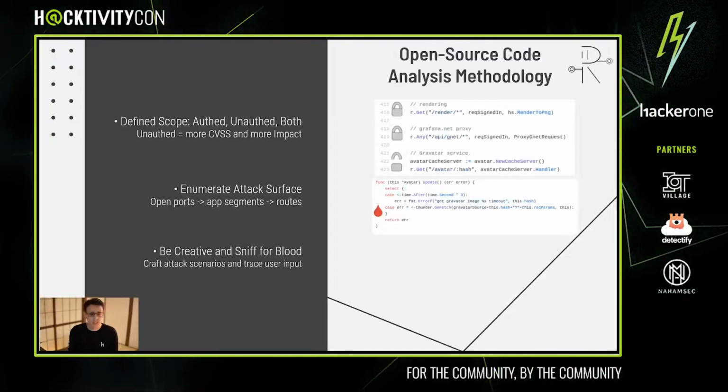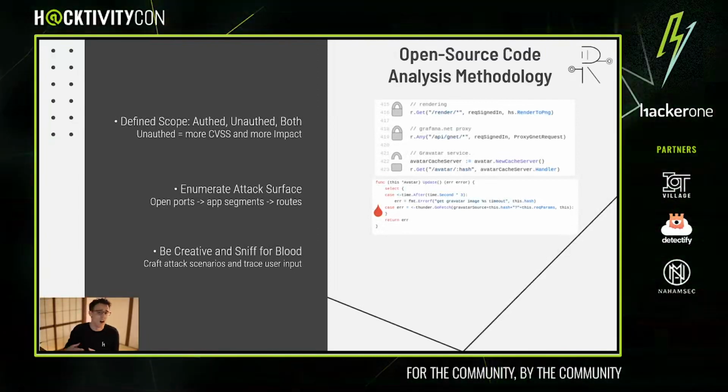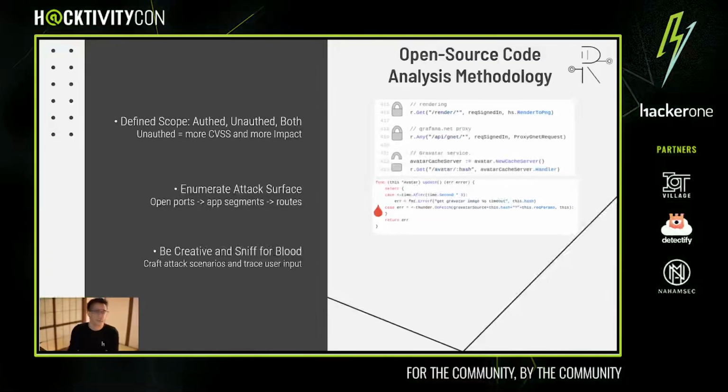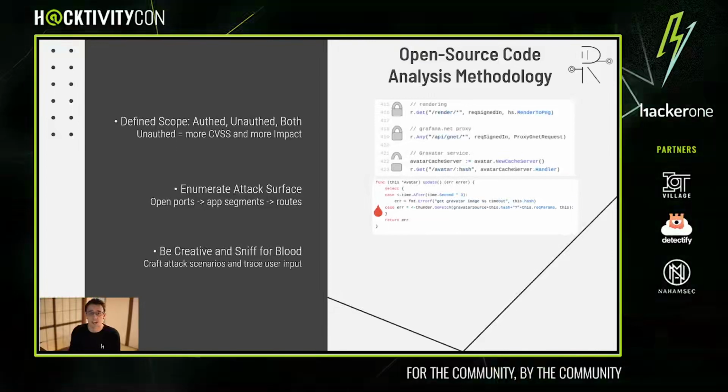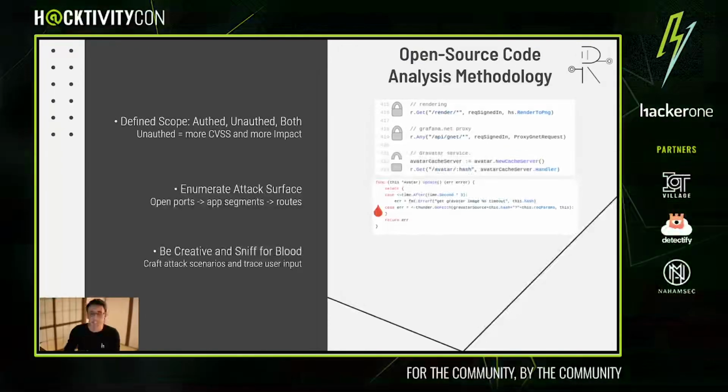So the first thing I like to do when I'm approaching a code base is define whether I'm looking for unauthed vulnerabilities specifically or both. In the scope of bug bounty, a lot of times you're looking for unauthed vulnerabilities because that's going to increase the impact the most. And so I like to get that in my head.